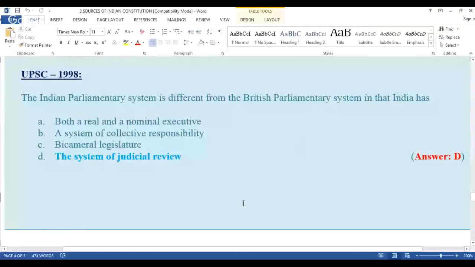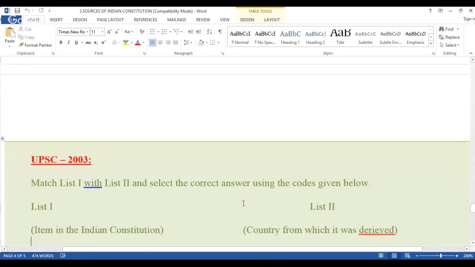Next. Okay, please remember this. System of judicial review is present in India, but not in the British parliamentary system. Okay. Again, I'm going further.